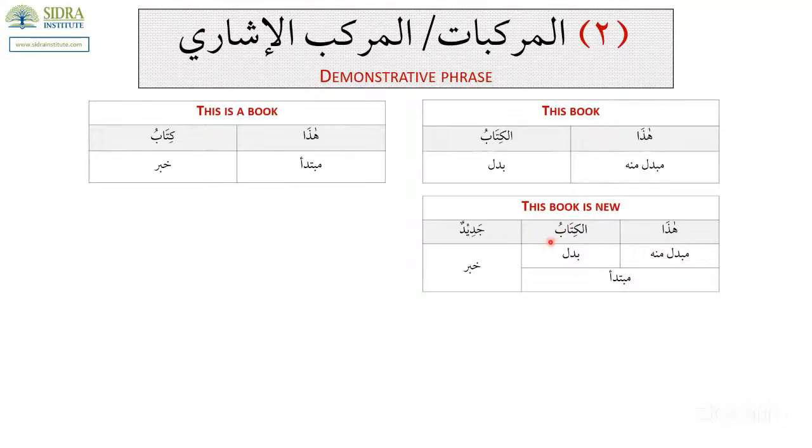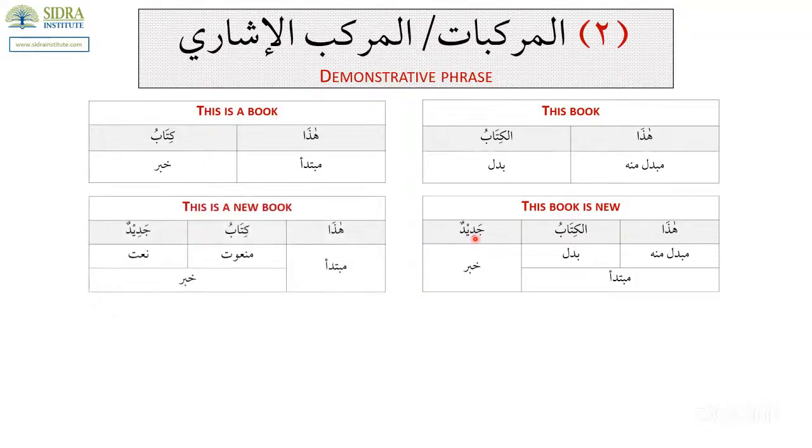Now we need separate information, and here we have it, jadidun, which is new, which means that this is going to be the khabar. So this book is new. So هذا الكتاب, this book. Then we have the khabar separately, jadidun, which is new. Have a look at this sentence. This is a new book.